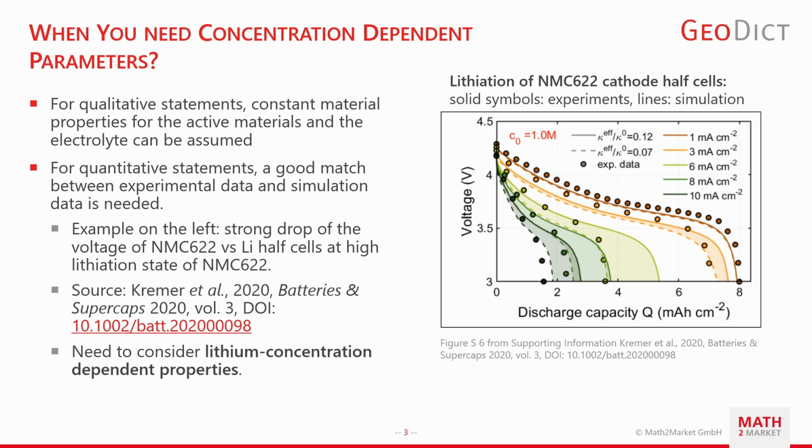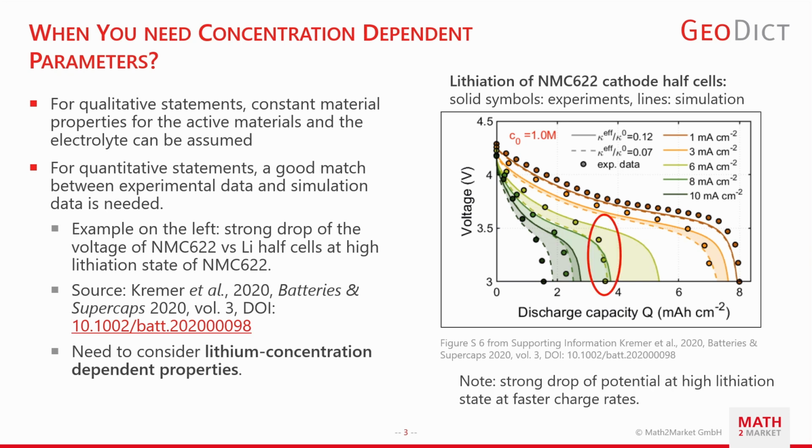And if you want to get a quantitatively comparable simulation result to the experiment, then it can be necessary to consider the lithium concentration-dependent properties of the active materials and of the electrolyte. And this is actually the reason also for this very fast voltage drop towards the end of the discharge.